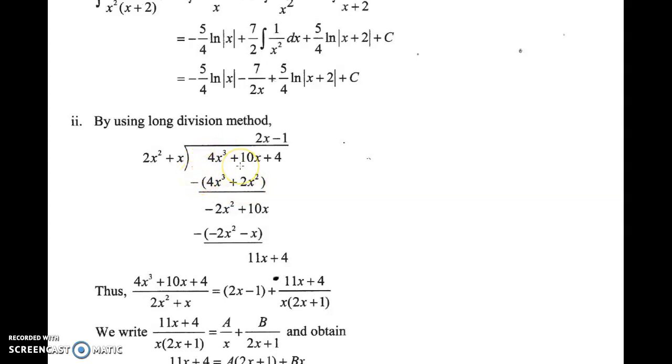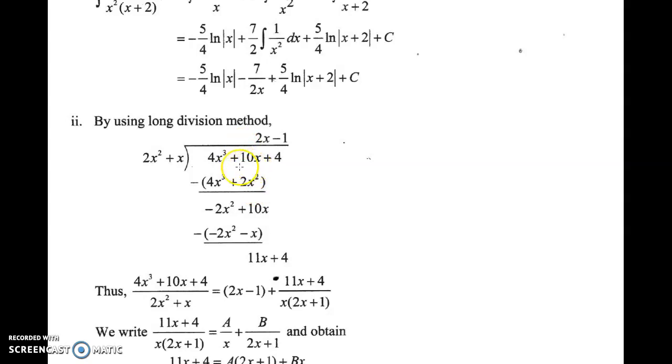One thing that I want you to be clear with: in polynomials, the idea of arrangement in power applies. So we'll start with 4x to the power of 3. The next should be to the power of 2, and after that to the power of 1. However, if you look at this, we don't have to the power of 2. So it is wise, when you are conducting long division, to leave a space for x to the power of 2, because later you need to consider that in your calculation.